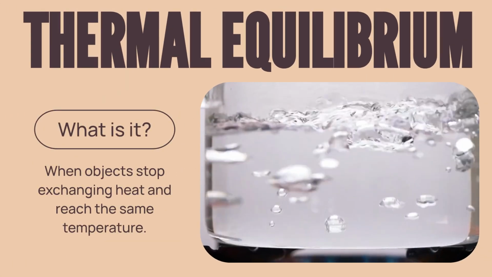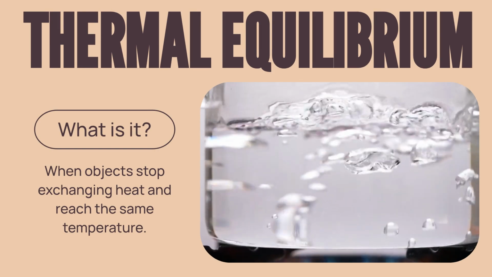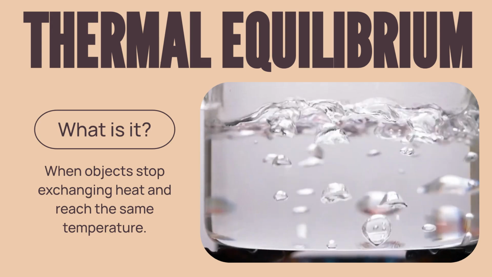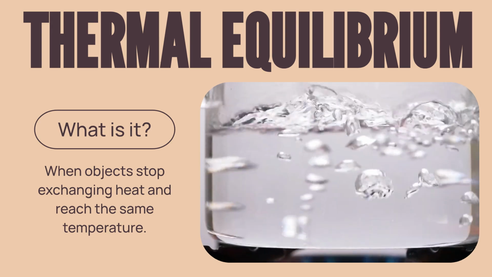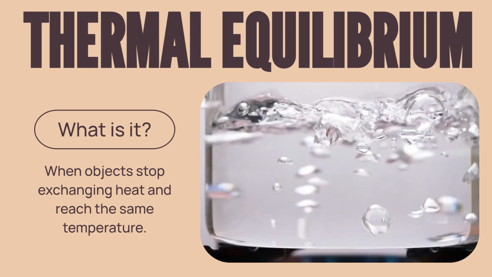Before we get to the Zeroth law, let's understand thermal equilibrium. Simply put, two objects are in thermal equilibrium when there's no net heat transfer between them, meaning they've reached the same temperature. Think about a cold drink warming up to room temperature. It reaches thermal equilibrium with its surroundings.